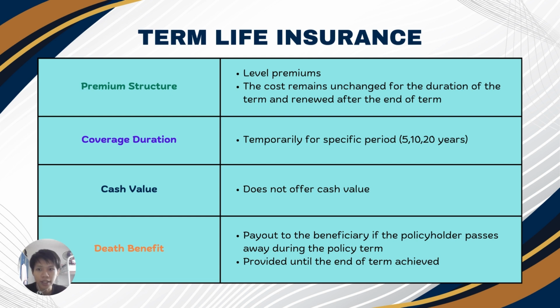Term life insurance does not offer any cash value because it is designed solely for coverage during the policy term. Premiums go entirely toward providing death benefit protection, with no investment or savings component included. The death benefit of term life insurance is provided if the policyholder passes away while under the policy stipulations. The death benefit will be provided until the end of the term is reached.